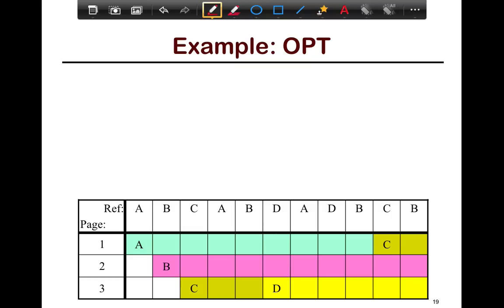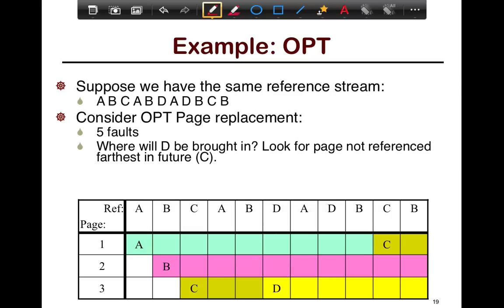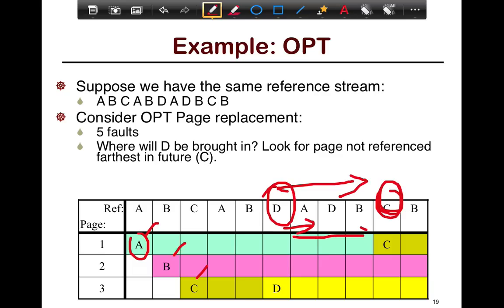Now let's look at what OPT would have done. In OPT's case, with the same reference stream, you would land up with 5 page faults, because when you reference D, you look ahead. You find that amongst your candidates A, B, and C, C was the furthest away. A you reference within 1 page frame, B within 2, but C is the furthest away in the system. So in such cases, D replaces C, right?